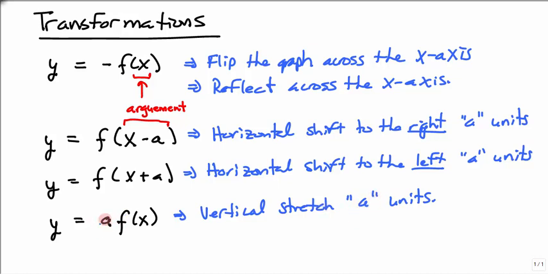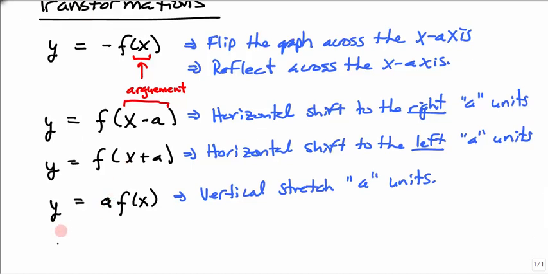If a was a fraction, then it would actually be a compression. So we could look at that for our next one. So let's look at y equals 1 over a times f of x.